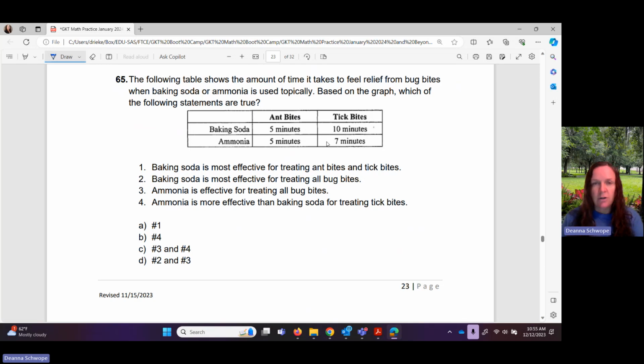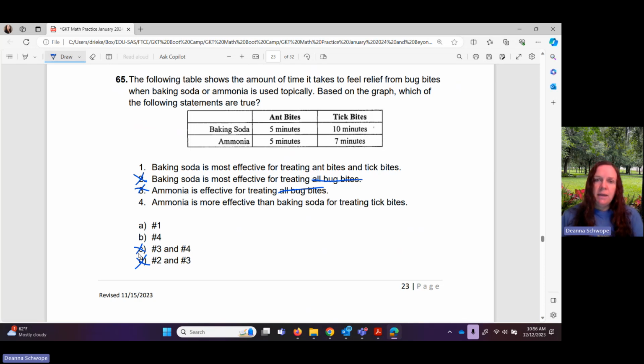So let's look at what we have. Baking soda is most effective for treating ant bites and tick bites. All right, so we'll just look at that. Baking soda is most effective for treating all bug bites. Now I'm going to go ahead and say no on this because we only know about ant bites and tick bites. So we're not going to say 2. So anything with 2 is not going to be correct. Ammonia is effective for treating all bug bites. Same thing. We don't know anything about all bug bites. So anything with 3 is also incorrect.